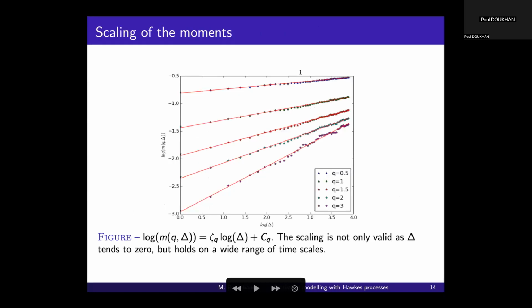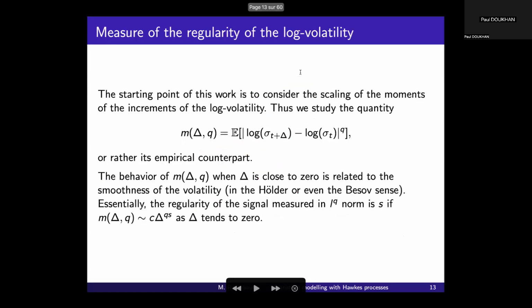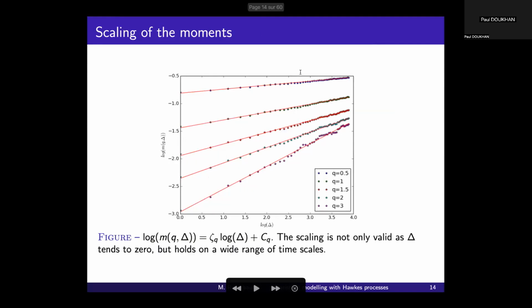And this is what you get. Here you have the log of delta and the log of m, and the different colors correspond to different q. You see that really the log of m is proportional to the log of delta, with log of delta going from 0 to 4, but actually I can continue to 6, 7, and it's still going to be true. So the log of m is proportional to the log of delta, which means that m behaves as delta to the power something, and the something is given by the slope of these different lines. So now I'm going to look at the slope of the different lines here.